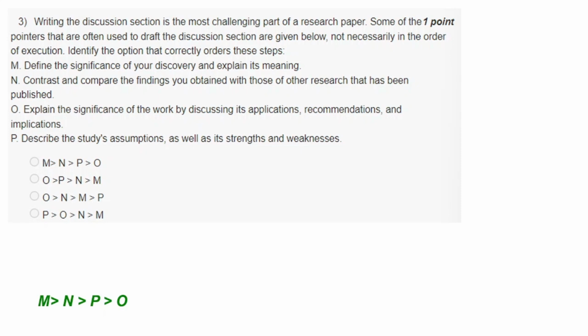You contrast it. You show if other papers have been working on similar kinds of things, what are the results that they have ended up with, how can you compare your data with their data, and what are the contrasting findings that you both have stumbled upon. So that's how you contrast and compare the findings. Then you move ahead to describing the study's assumptions. So you always write your study's limitations, and everything like that.